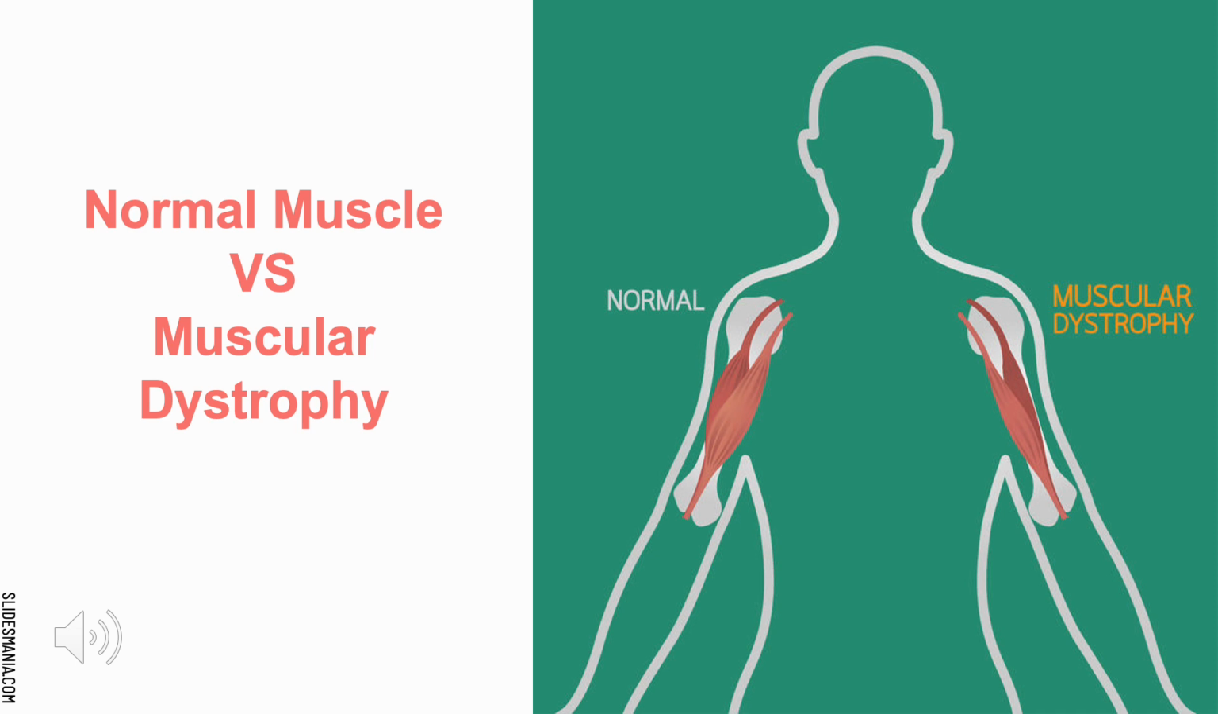Before we go any further, here is a visual representation of what a normal muscle looks like on the left and what a muscle affected by muscular dystrophy looks like on the right. Can you spot the difference?